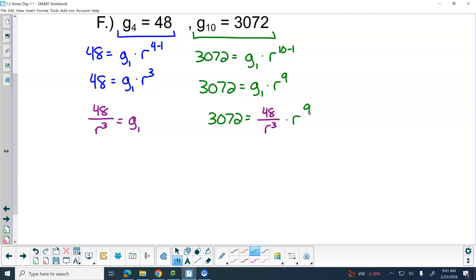That's going to give me r to the 6th power. Correct the exponents. Exponent rule is coming back to bite us today. 3072 divided by 48. 64.